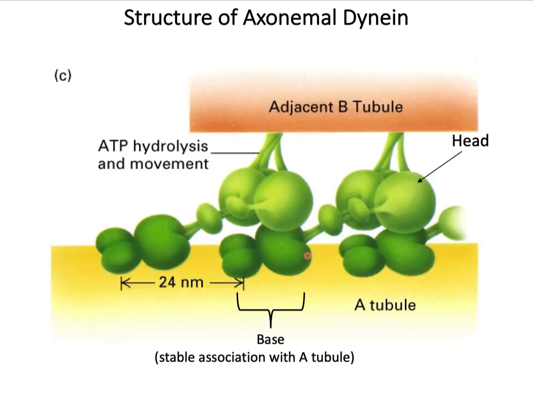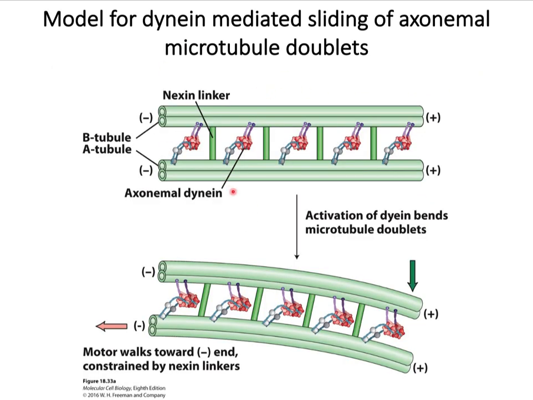So here is how it interacts with the doublet microtubules in the axoneme. You have the base region that forms a very stable association with the A tubule right here. And then you have the head region that forms a transient interaction with the adjacent B tubule. So this is an overall structure of the axonemal dyneins. So this is how it works.